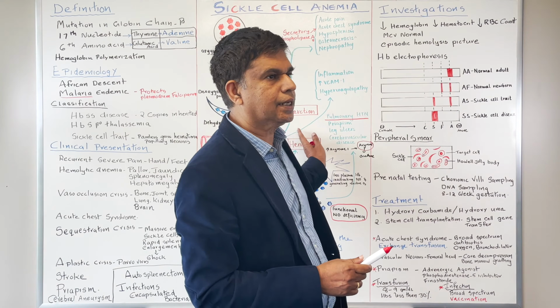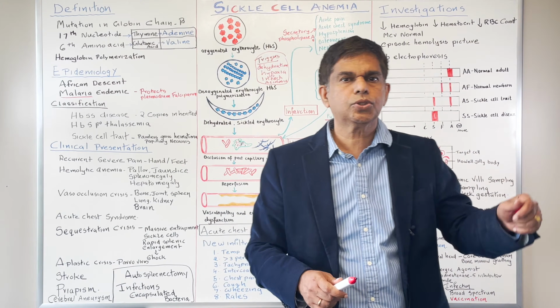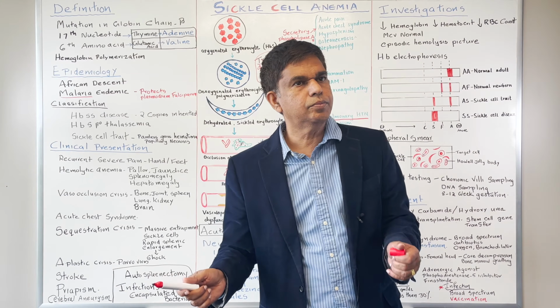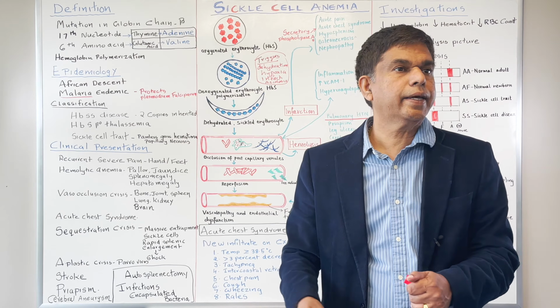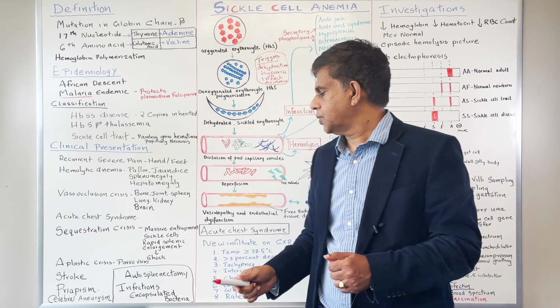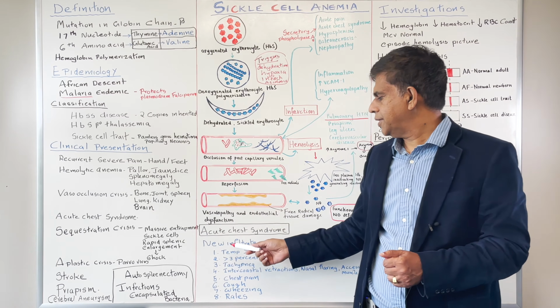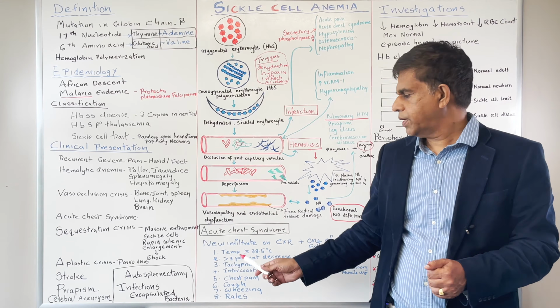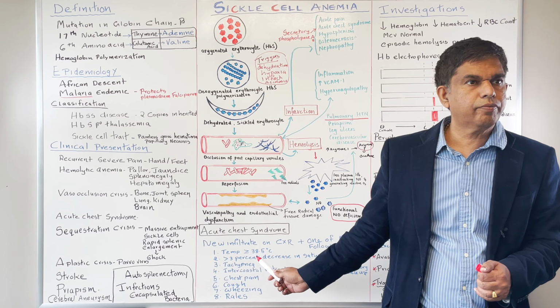So we know the sickling crisis causes infarction. So how do you diagnose acute chest syndrome? Most of the clinicians usually miss it and the patient ends up dying, okay? So what is the definition? You should have a new infiltrate on chest x-ray and one of the following. One is temperature greater than 38.5 degrees centigrade.